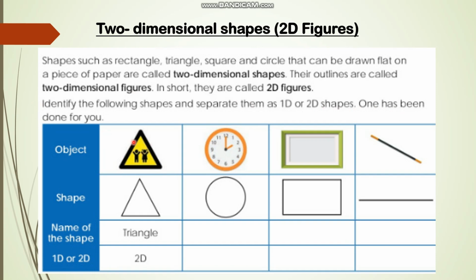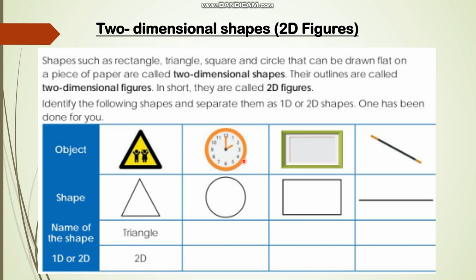Look at this object children. You know this object looks like a triangle, isn't it? So the shape is triangle. How to write triangle? Triangle, triangle. And tell me, is it a one-dimensional figure or a two-dimensional figure? It is a two-dimensional figure because it has length and breadth like that, isn't it? It has a height also. So it is a two-dimensional figure.